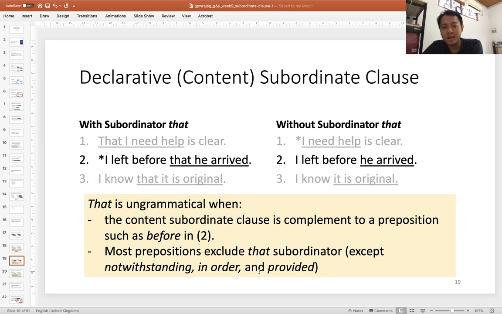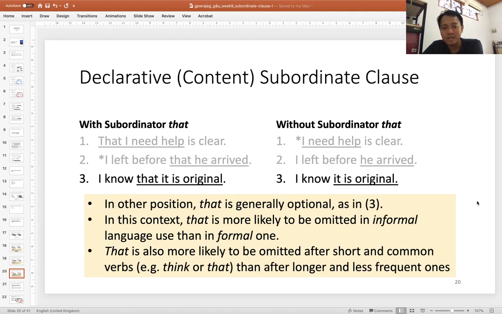So "I left before that he arrived" is not good. "I left before he arrived," that's fine. "I left when he arrived," totally fine. So when there is a preposition, you don't have the that subordinate. And in other positions, such as in example 3, the that subordinate is optional. You can have it or not.